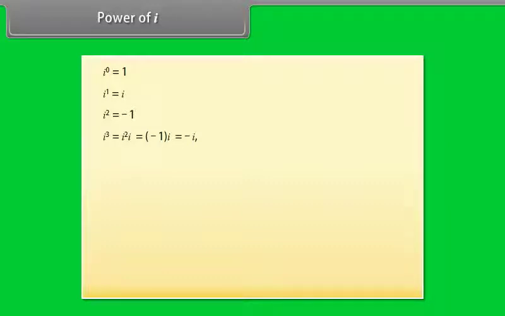We get minus iota. Similarly, iota raised to power 4 is equal to square of iota square, which is minus 1 square, equal to 1. Iota raised to power 5 is equal to square of iota square into iota, which is minus 1 square into iota, equal to iota.